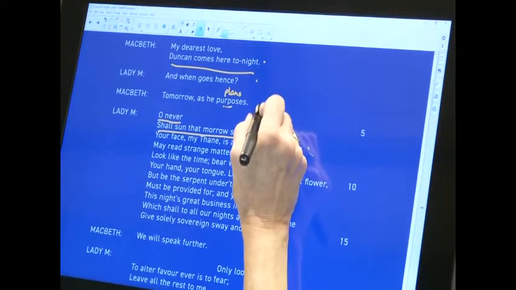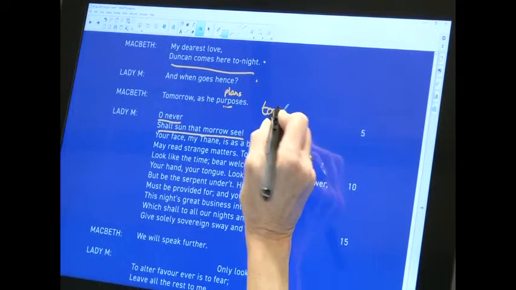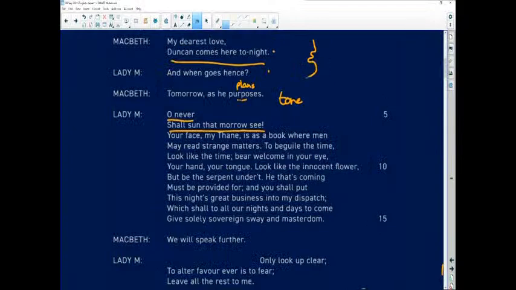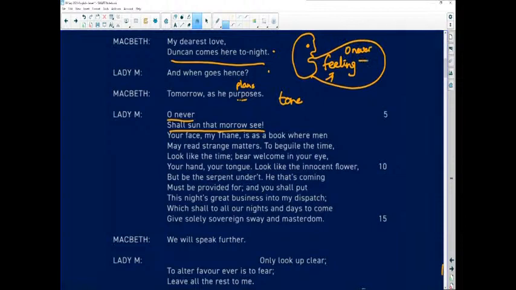What is her tone? Remember, the tone is the feeling that you would hear in Lady Macbeth's voice if these words were in my speech bubble. If she was saying, "Oh, never shall sun that morrow see." What's her tone? What are you hearing? What's she feeling?